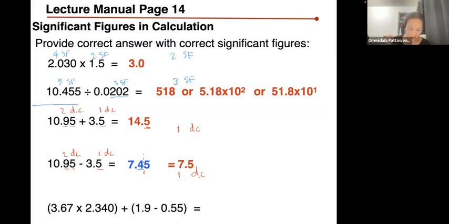Okay, so the first one, right? You are going to do those operations within the parentheses first, before you do the rest. Looking at this, I'm going to calculate the first part and then the second part before I add them together. That's what my plan would be.